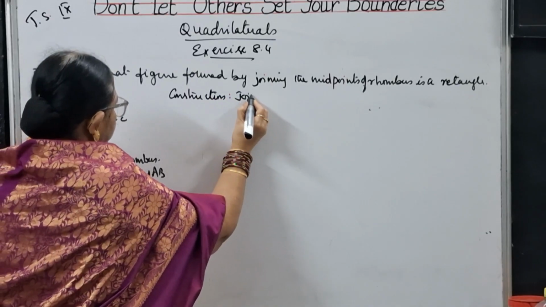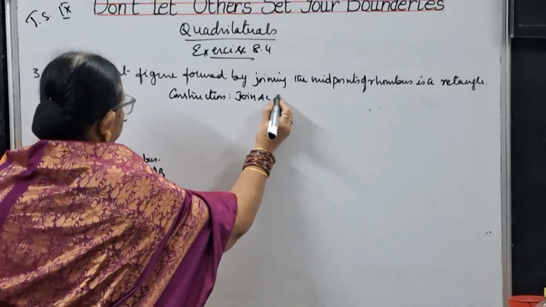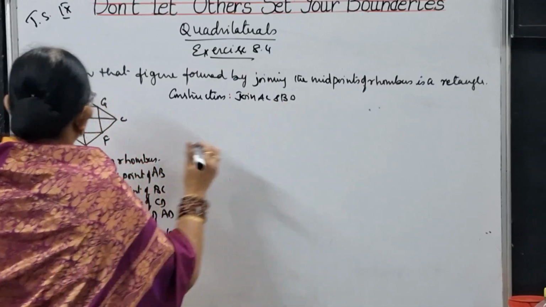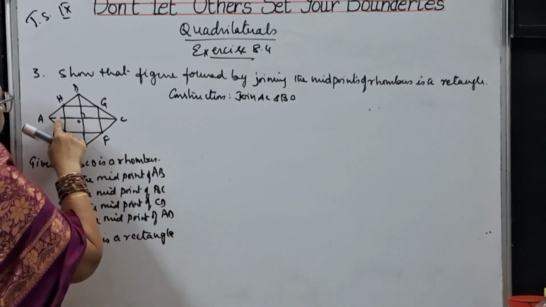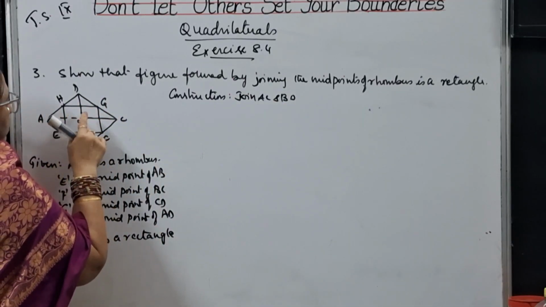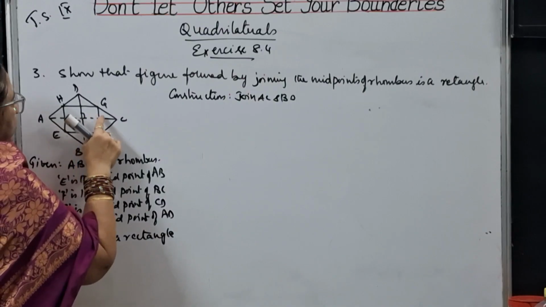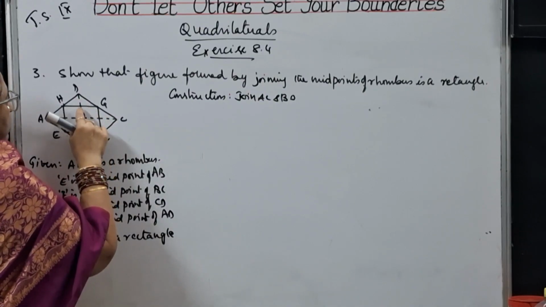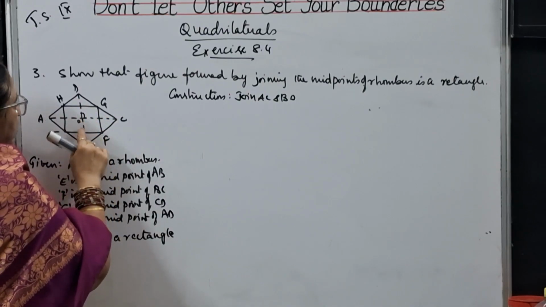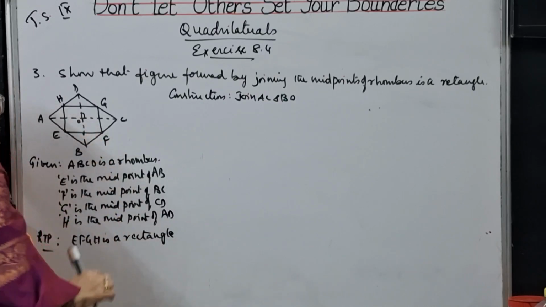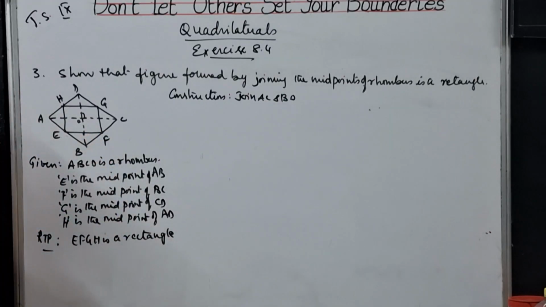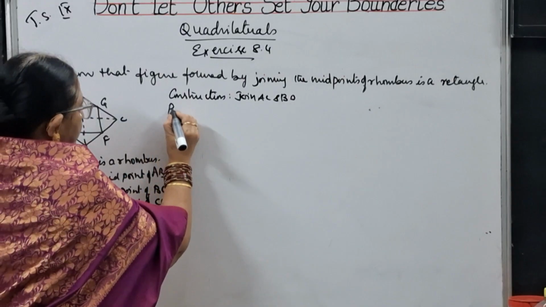Construction is you have to join AC and BD. Of course, I have drawn a broad line. Construction should be drawn in broken line, children. So, let me break this line. So, you have to join AC and BD. Now, when you join this, let us see, the proof is same as that of the previous one.